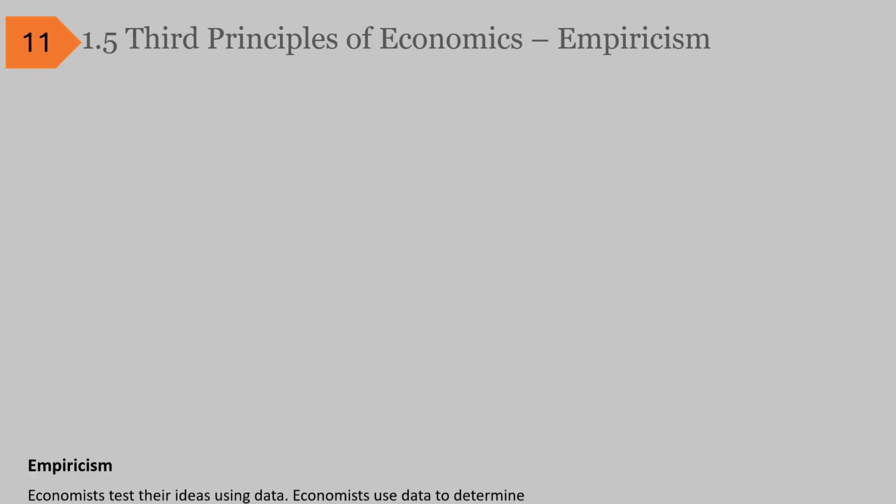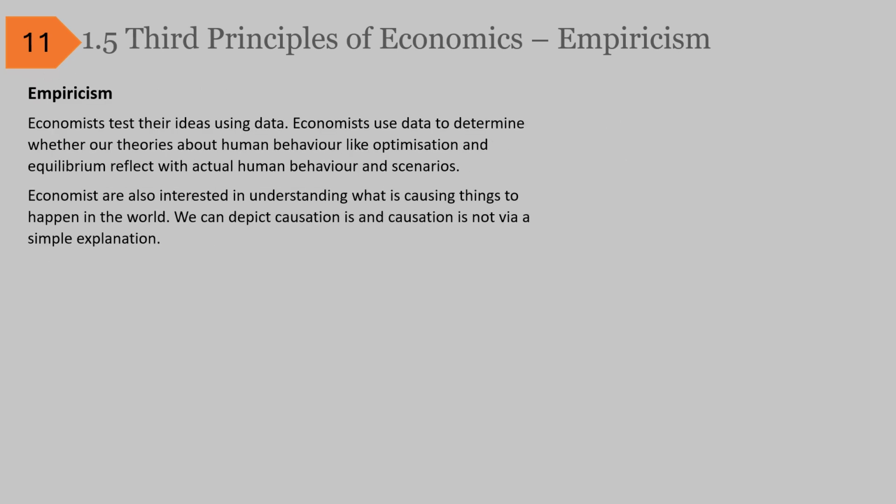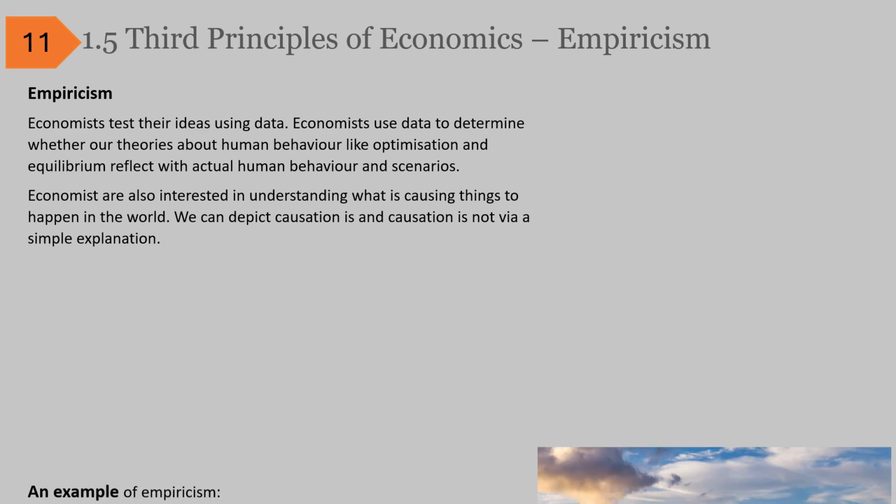So empiricism, moving on to our third principle, is when economists test their ideas using data, and data is used to determine whether theories about human behavior like optimization and equilibrium reflect actual human behavior and scenarios. Economists are also interested in understanding what's causing things to happen in the world. We can depict causation with a simple example.